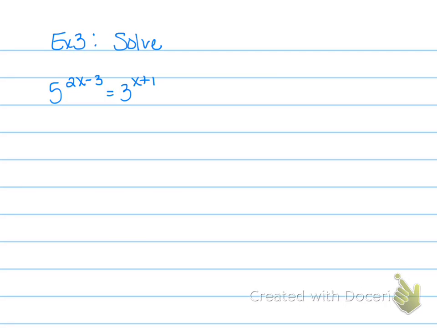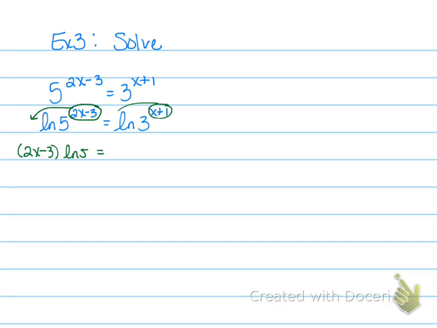So let's go ahead and go to step 2, which was to log both sides. So I'm going to natural log both of these. Alright. Step 3 says to use that power rule. So we're going to move this down, and remember, because it was in the exponent together, keep it together in parentheses. And the same thing over here.